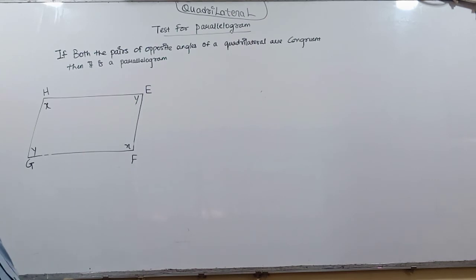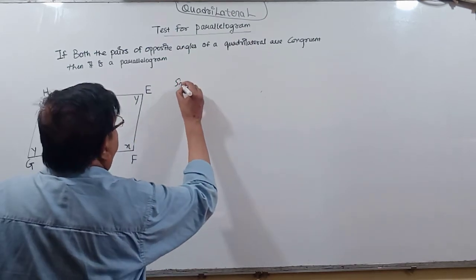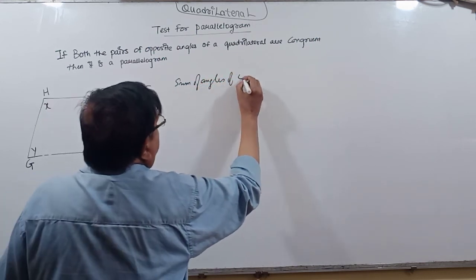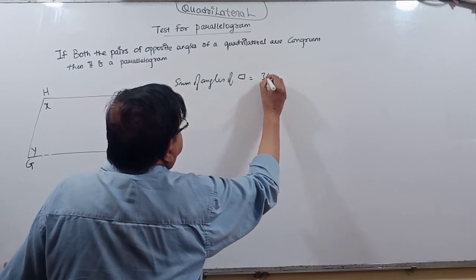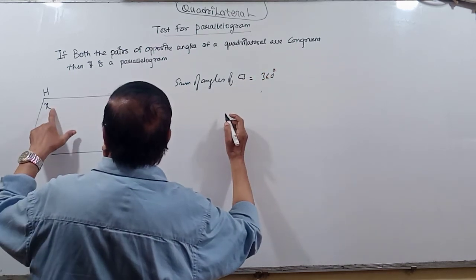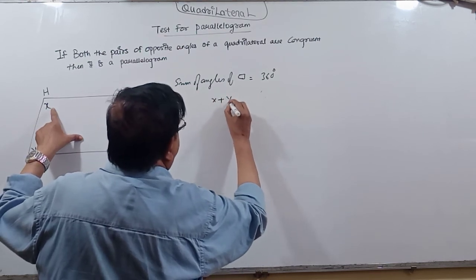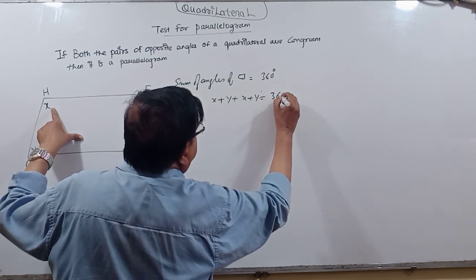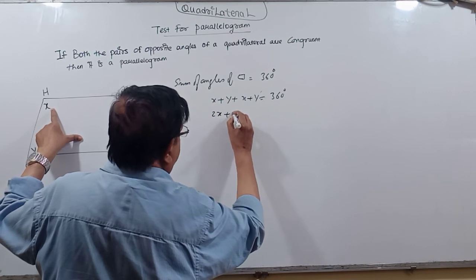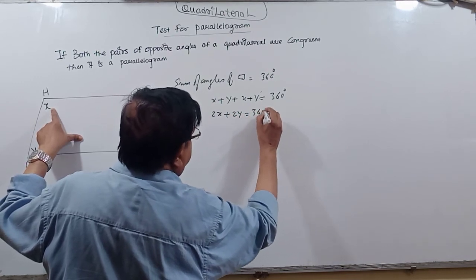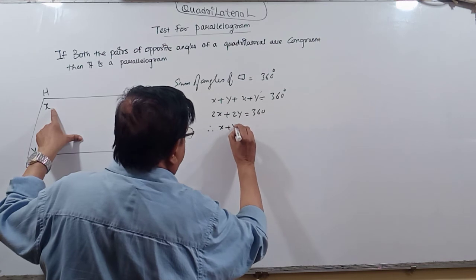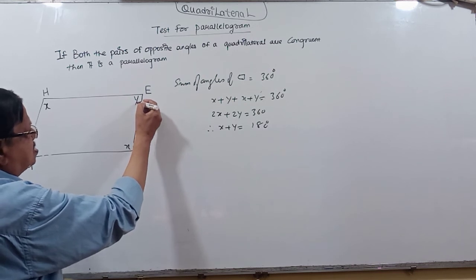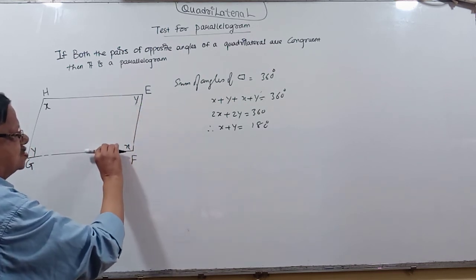Very simple. We have proved the sum of angles of a quadrilateral is equal to 360 degrees. I told you this already. Therefore, x plus y plus x plus y equals 360 degrees. Therefore, 2x plus 2y equals 360 degrees. Therefore, x plus y equals 180 degrees. This x plus this y equals 180 degrees. Therefore, this should be parallel to this.